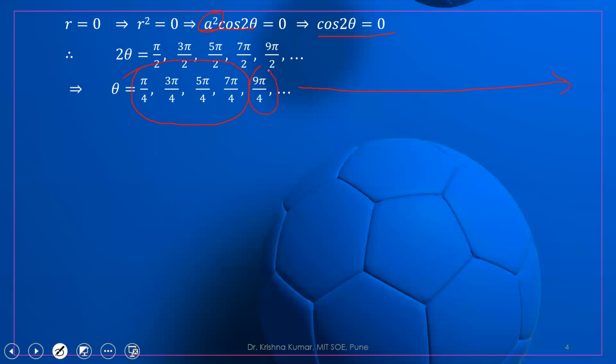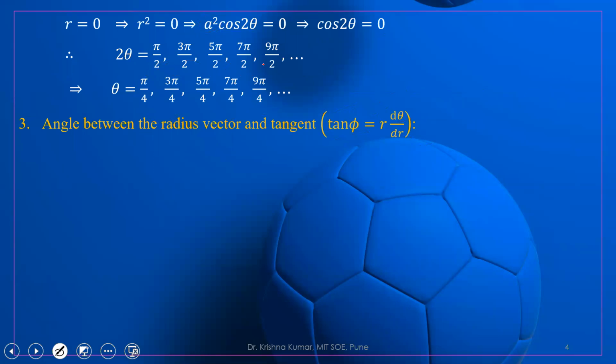Because 9 pi by 4 is what? It is more than 2 pi, 2 pi plus pi by 4. So we won't consider the values of theta which are greater than 2 pi. So we have only 4 tangents at pole: theta equal to pi by 4, theta equal to 3 pi by 4, theta equal to 5 pi by 4, and theta equal to 7 pi by 4. So we have 4 tangents at pole. Next, angle between the radius vector and the tangent.